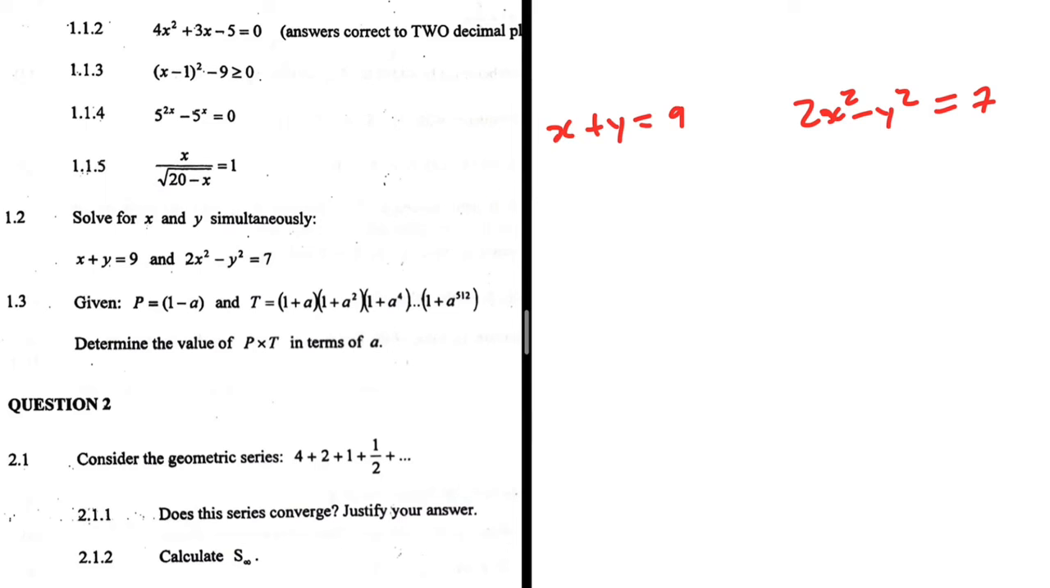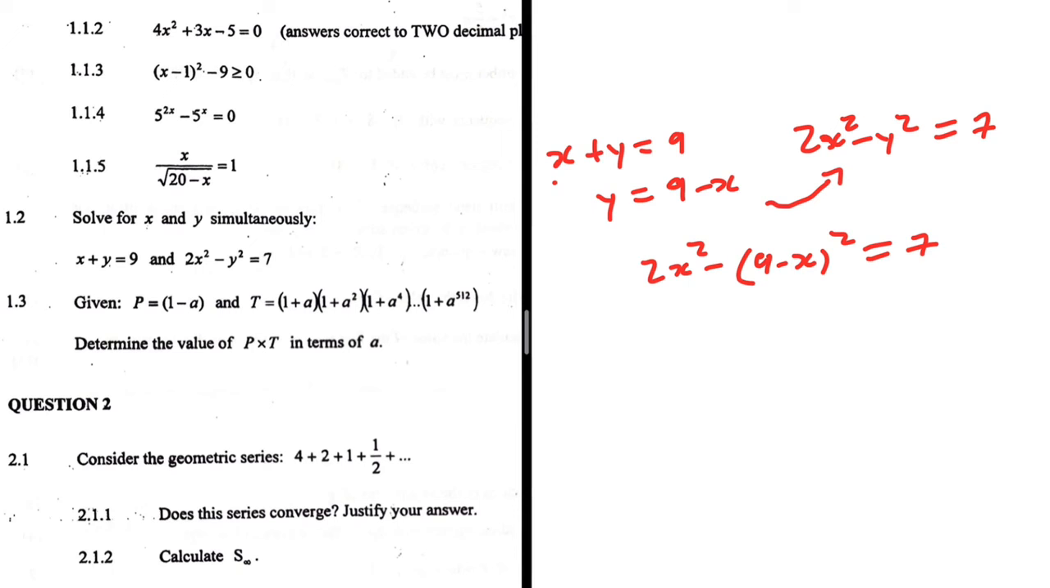So we can either let x be the subject of the formula here, or let y be the subject of the formula. Rather, let's let y be the subject of the formula. We're going to have y equal to 9 minus x, which when we substitute here, we get 2 multiplied by x squared minus y squared. But we are saying that y is equal to 9 minus x, squared. This is equal to 7.